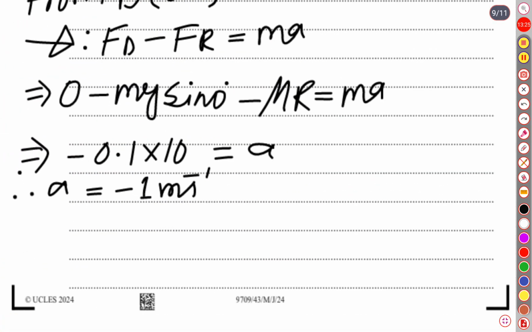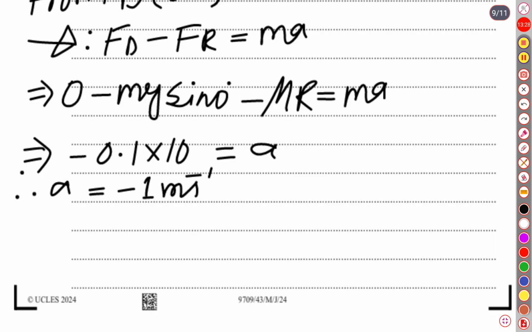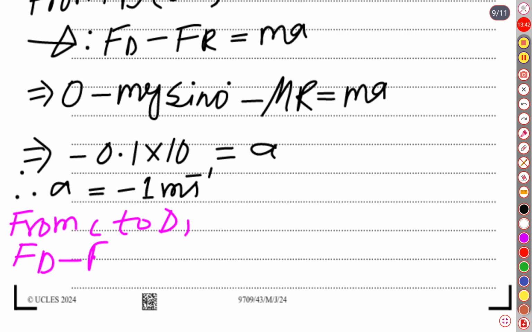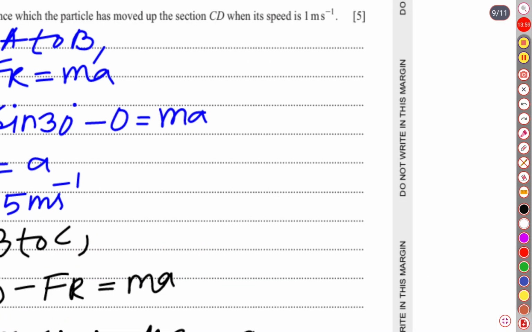So from B to C, changing our ink, from C to D, the last part. Okay, from C to D, same way, driving force minus resistance force is equal to mass into acceleration. What is our driving force? Actually, there is no driving force at all because we have already calculated two times. The particle was released. There is no external force acting on this.